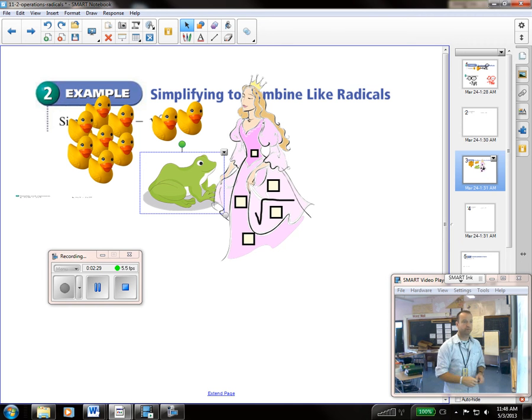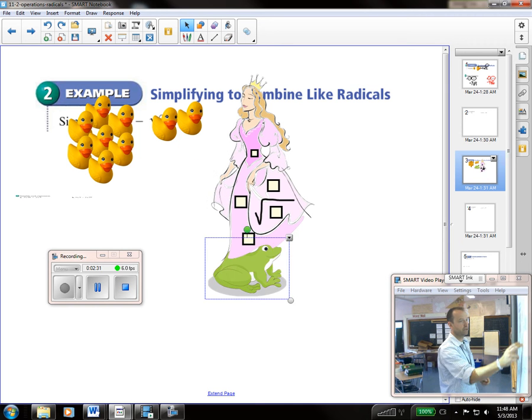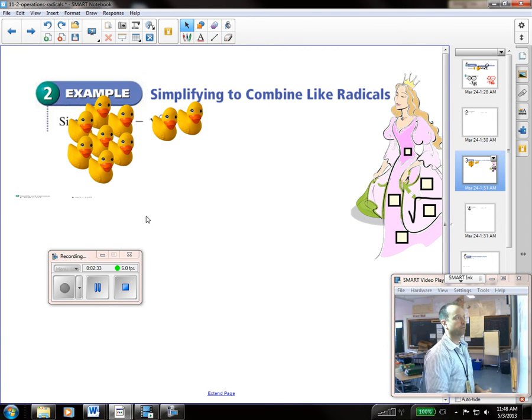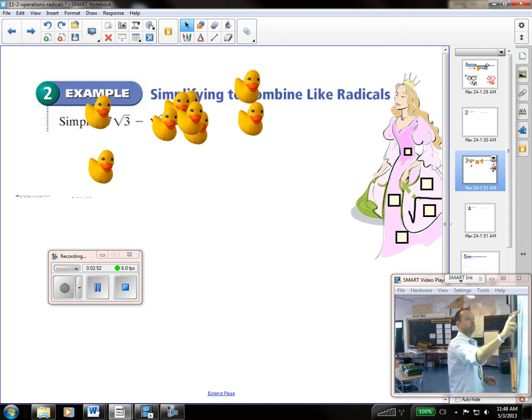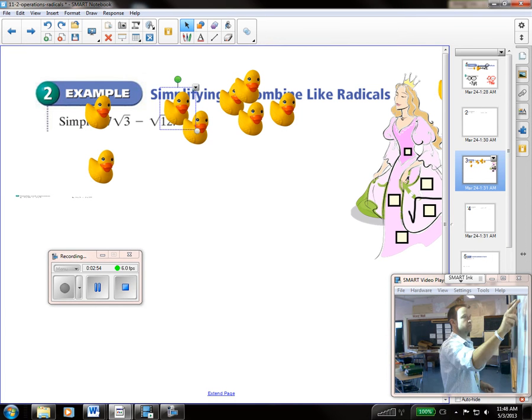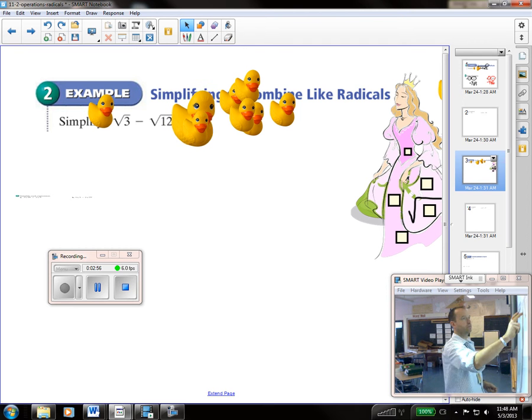Okay, so our frog goes away, becomes 2 ducks. Throw our froggy princess to the side. And now we can take away. So this says I have 7 ducks. I'm taking away 2 ducks. And that leaves me with 5 ducks. Again, if we were actually doing the taking away, I would be pulling them out of here, and I would be left with 5 ducks. All right, so let's move our ducks all out of the way and actually look at what this problem looks like for real.